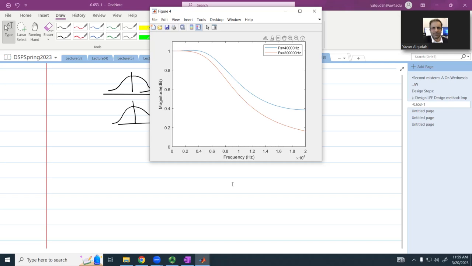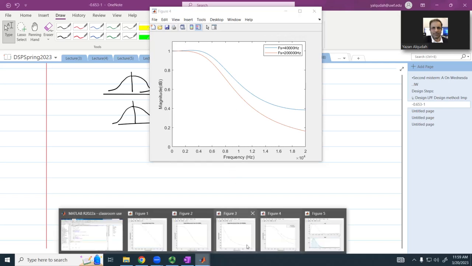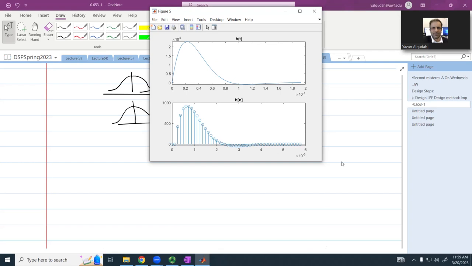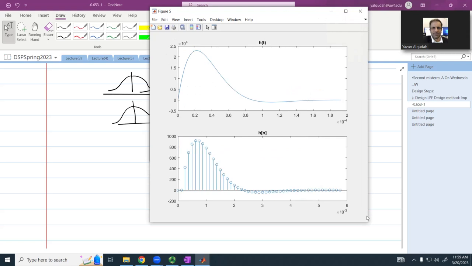Okay, finally, if I look at the impulse response of the filter, this is the impulse response of the continuous time filter. And this is the impulse response of the digital filter, because this is sampled. We have two of these: one sample every 40,000, one sample every 200,000.